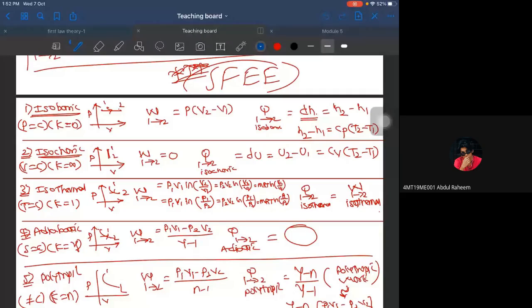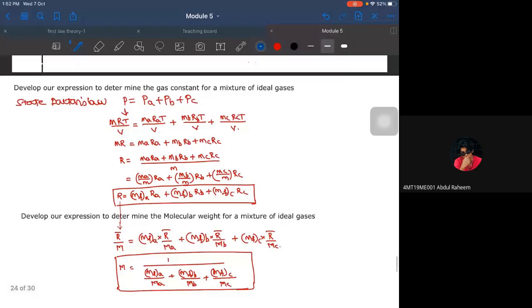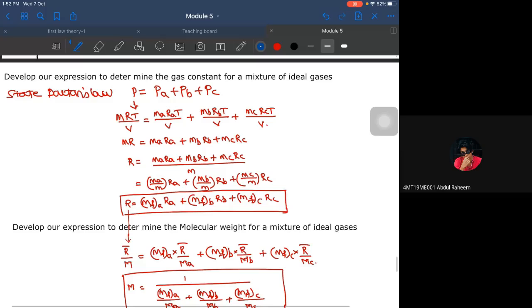Okay. So, this is your first derivation. It says the spelling of develop is wrong. Do not mind it. It says develop an expression to determine the gas constant of a mixture of ideal gases. So you have to develop an expression for the gas constant of mixture of ideal gases.